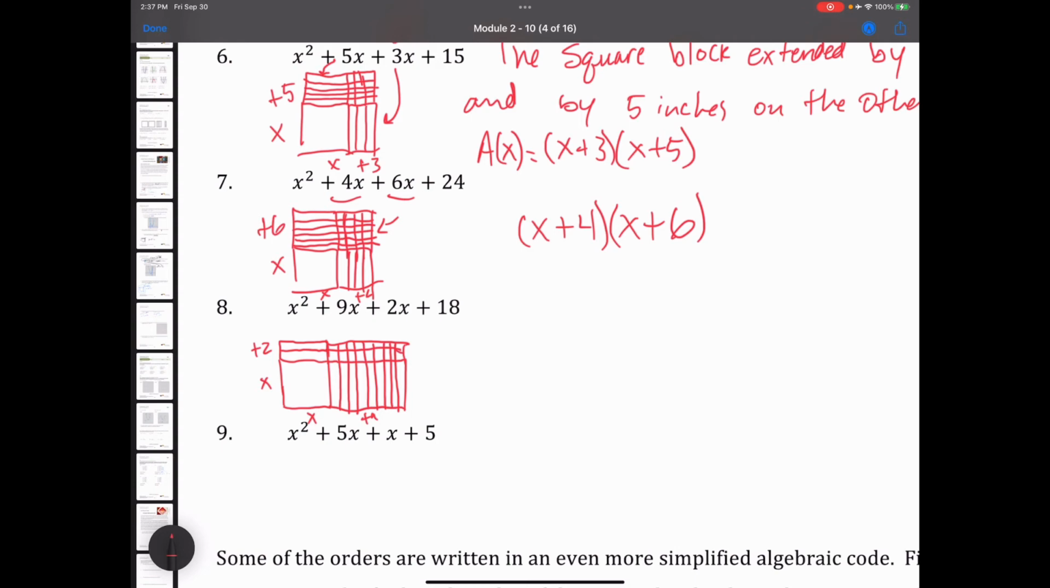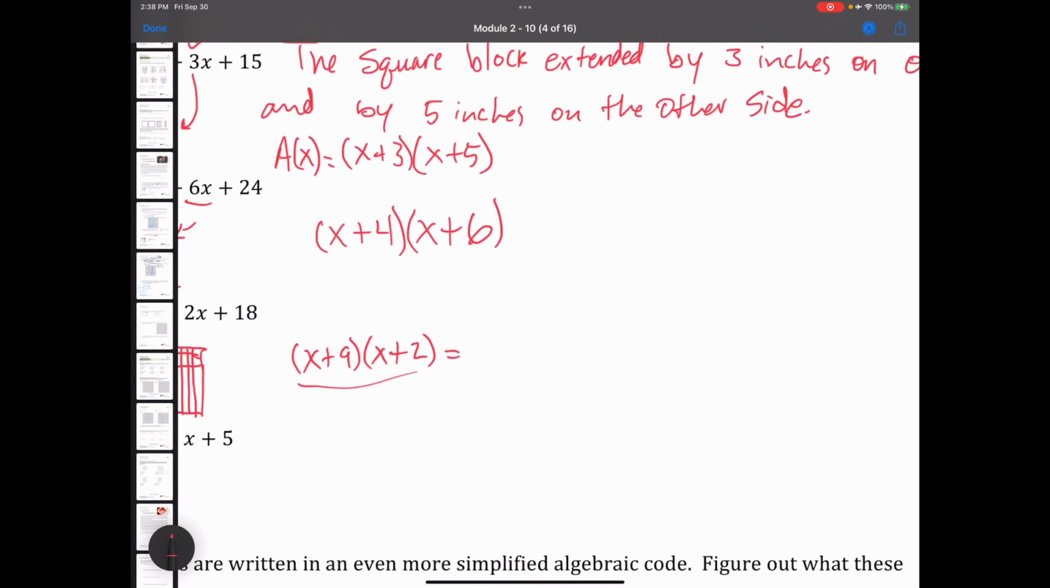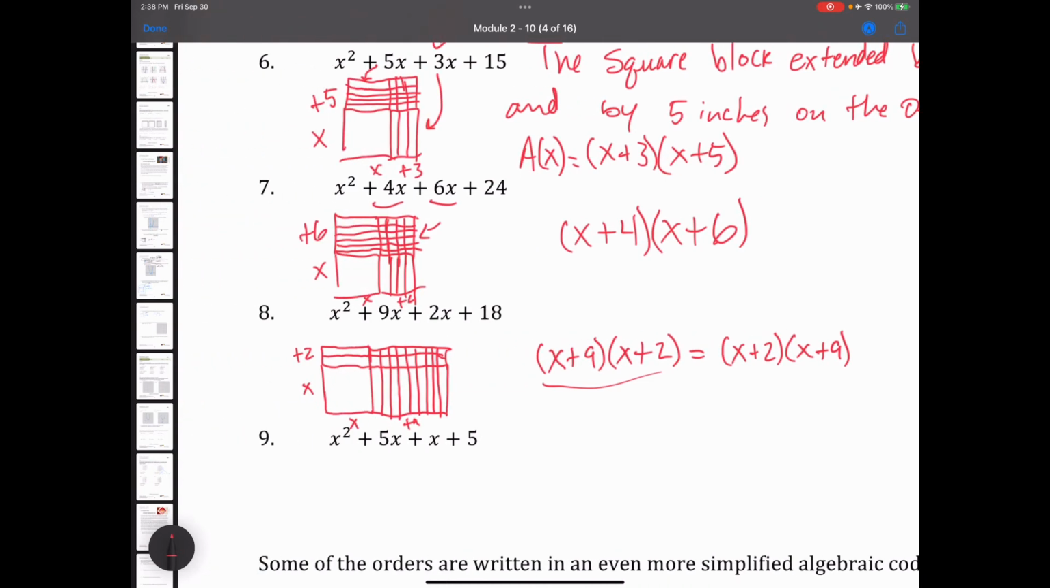And finally, the area in terms of side lengths, x plus 2 times x plus 9. I said that backwards, but there you have it. x plus 9, x plus 2. Remember, that's the same thing as x plus 2 times x plus 9. When you have multiplication like that, you can flip the whole term, one term for the other. Doesn't matter the order, which is kind of nice.